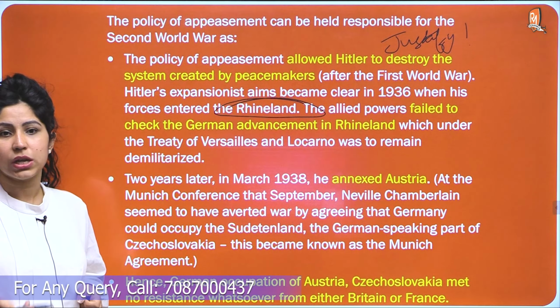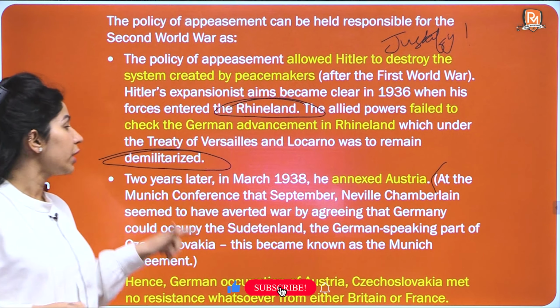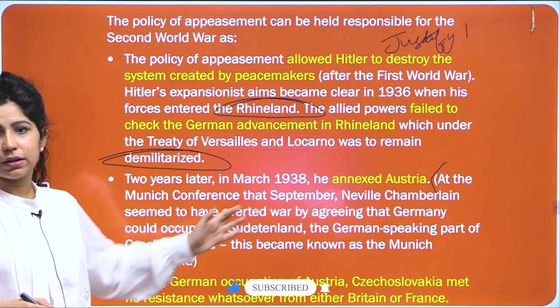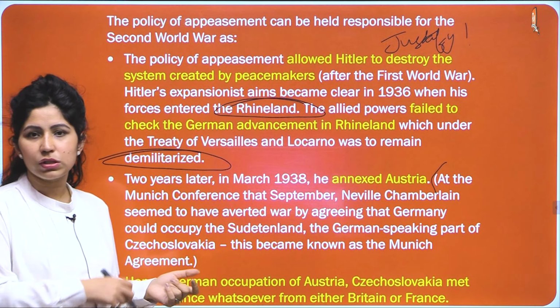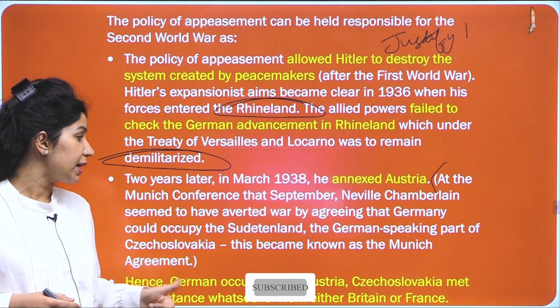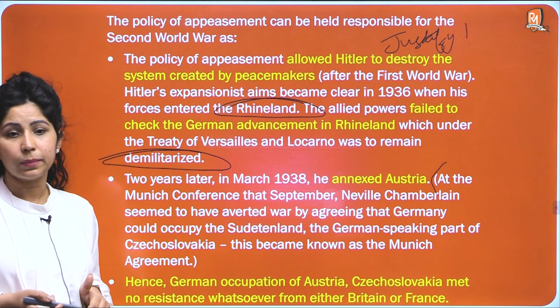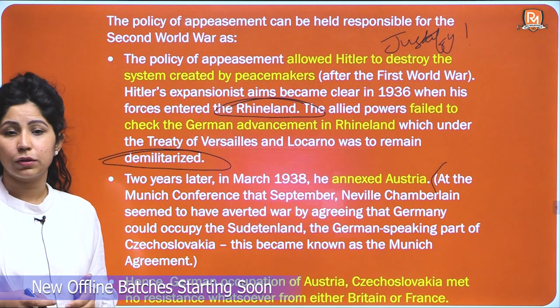And this is in brackets, for your explanation: at the Munich conference, Neville Chamberlain, whose picture was available in the first slide, seemed to have averted war. He averted the war by not standing against Hitler. He said that whatever Hitler is doing is justified, because he very well knew that if he had taken a stand against Hitler, a war would have been inevitable. So hence the German occupation of Austria and Czechoslovakia met no resistance whatsoever from either Britain or France.